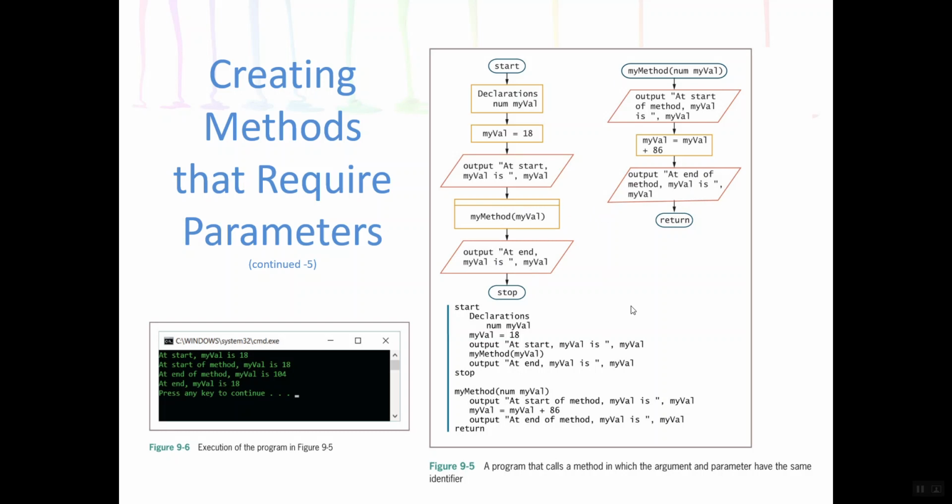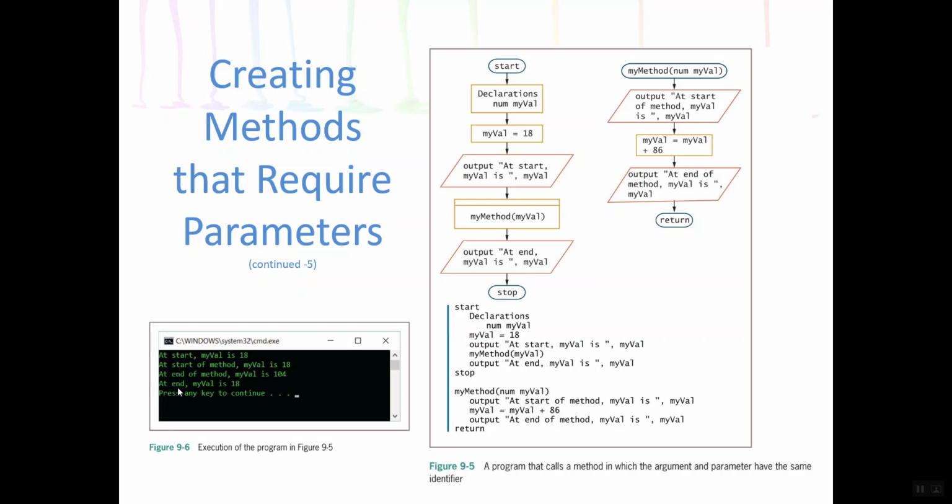Seems kind of strange that we're doing all this. Why are we doing it? Let's take a look at the output. At the beginning, main has a value of myVal of 18. Then my method is called, and my method is displaying a value of 18 for its copy of myVal, which is a different memory location than myVal, the variable of main. At the end of my method, myVal is 104. No surprise there. Remember, my method added 86 to myVal.